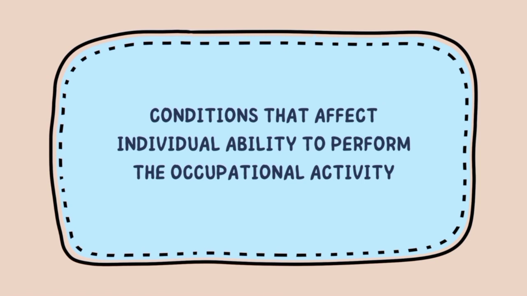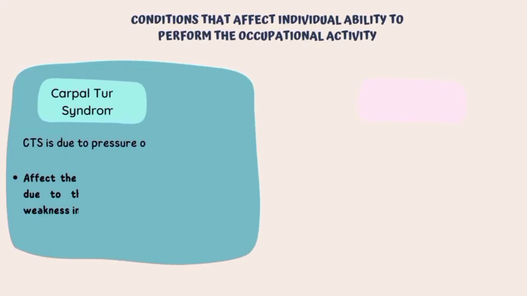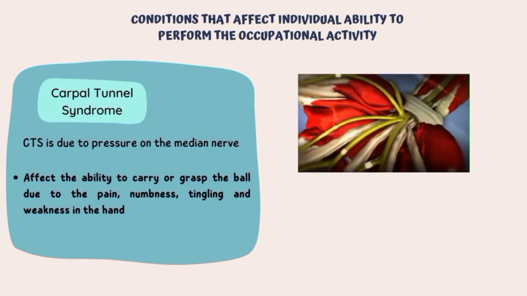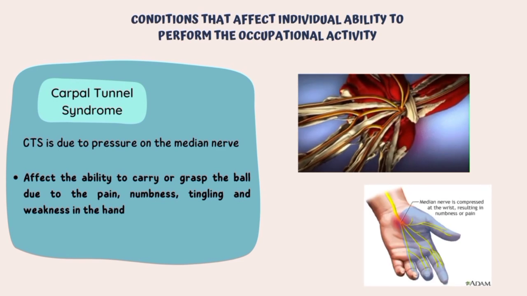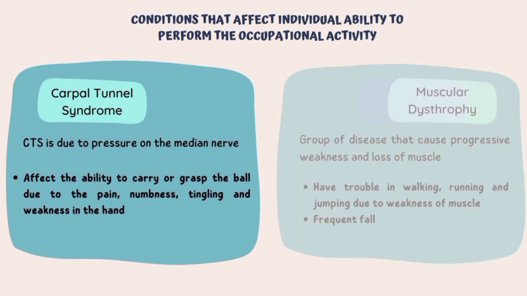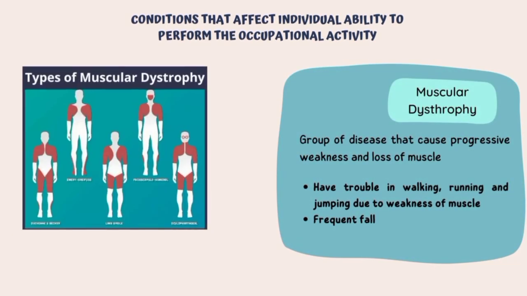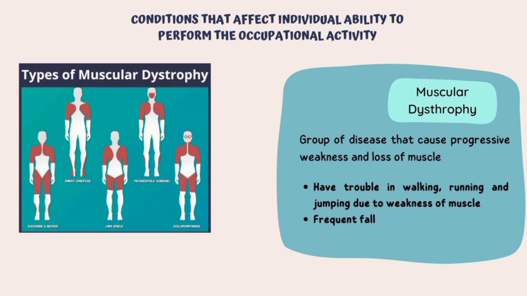Conditions that affect an individual's ability to perform the occupational activity. First is carpal tunnel syndrome. CTS is due to pressure on the median nerve. This condition will affect the ability to carry or grasp the ball due to pain, numbness, tingling, and weakness in the hand. Second is muscular dystrophy, a group of diseases that cause progressive weakness and loss of muscle.